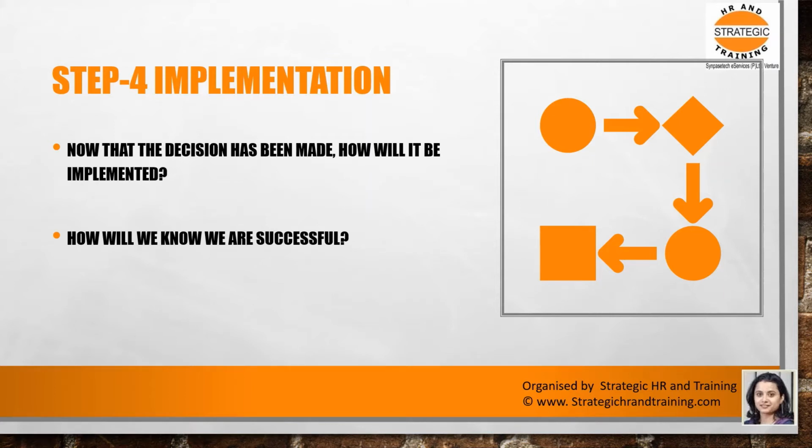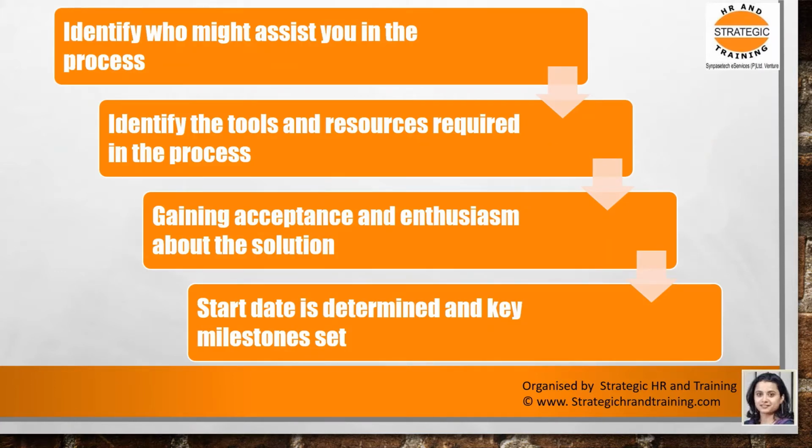So it's not only that you're going to decide who does what when, it's also whether we have succeeded or not. So a regular checkpoint or a review also has to be planned with that. The implementation stage has 4 key points which you have to keep in mind. The first one is identify who might assist you in the process.